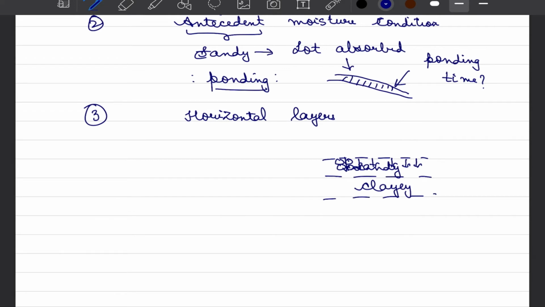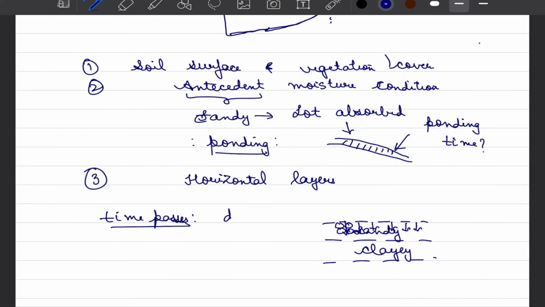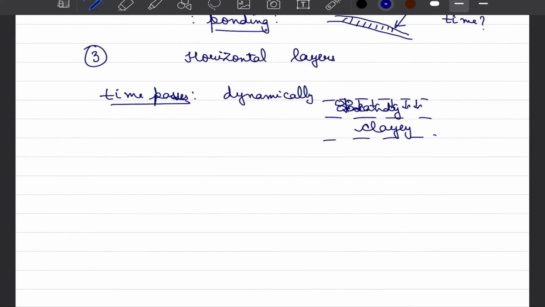Now we can clearly see that as time passes, the moisture conditions are changing dynamically, and hence the rate of infiltration is not going to be constant. So this rate of infiltration, if characterized by ft, is going to be a function of time. Moreover, even in the same field we could have large spatial variations.